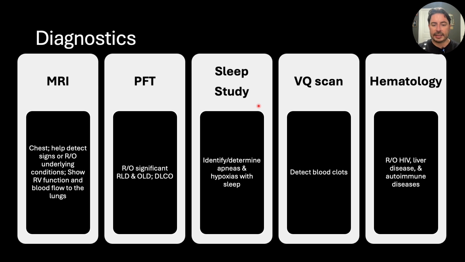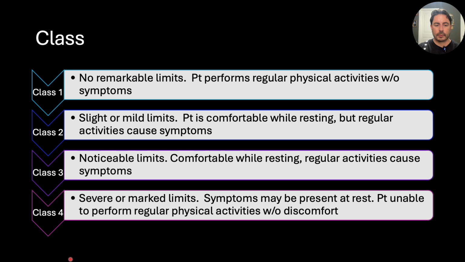We can look at the VQ scan, and probably more so we're going to look at the CTA, since that's becoming way more prevalent than looking at the VQ scan. And then hematology, we're going to rule out HIV, liver disease, or any autoimmune diseases like rheumatoid arthritis that could be causing the pulmonary hypertension.